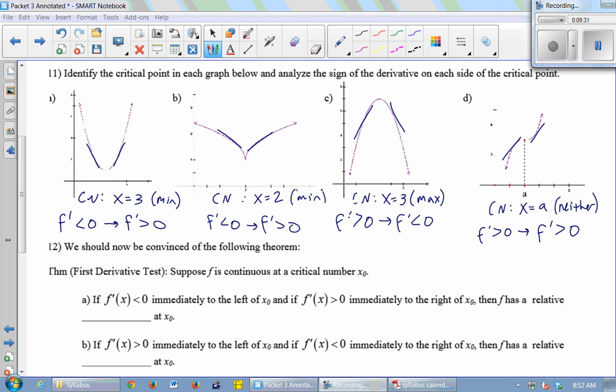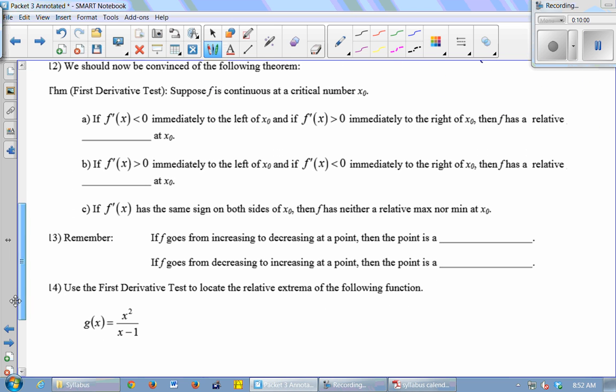All right, so we should now be convinced of this theorem, where we notice that the derivative changes sign when you have a relative max or a min. Okay, so here we had a min and we went from negative to positive. Here we had a min and again we went negative to positive. We had a max, this time we went positive to negative, and when we had neither, the derivative didn't change sign. It stayed positive on either side. So this is an important theorem. It's called the first derivative test.